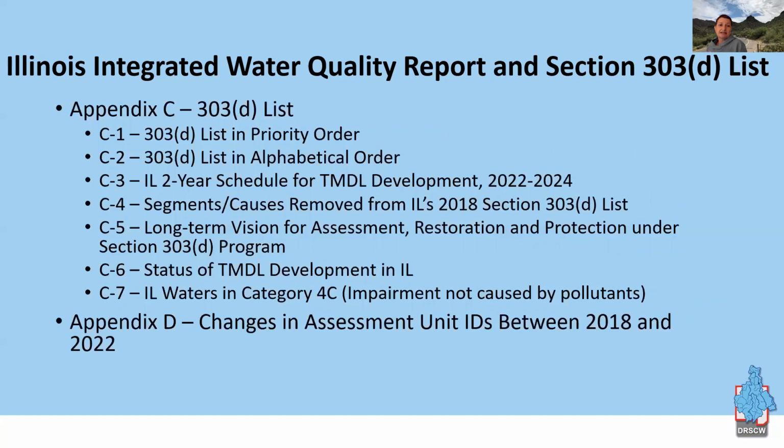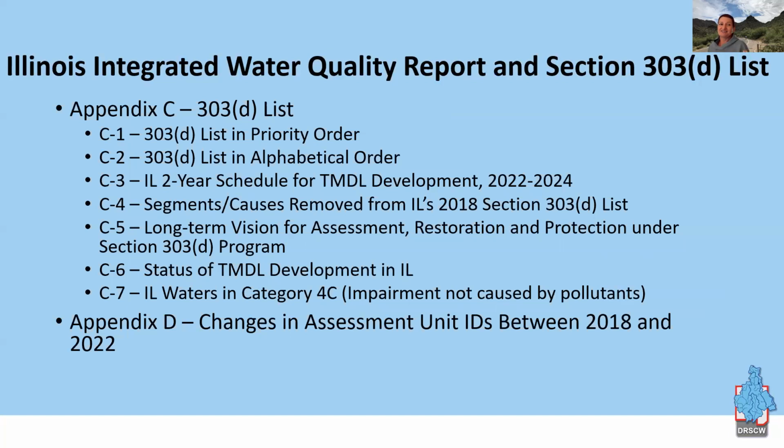Appendix C is what we call the 303(d) list. So this is our list of impaired waters. They present this to us in two different forms: in priority order and in alphabetical order. I like the alphabetical order because it's easier to find things. They also include the two-year schedule for TMDL development. So what in the next two years, where are they going?